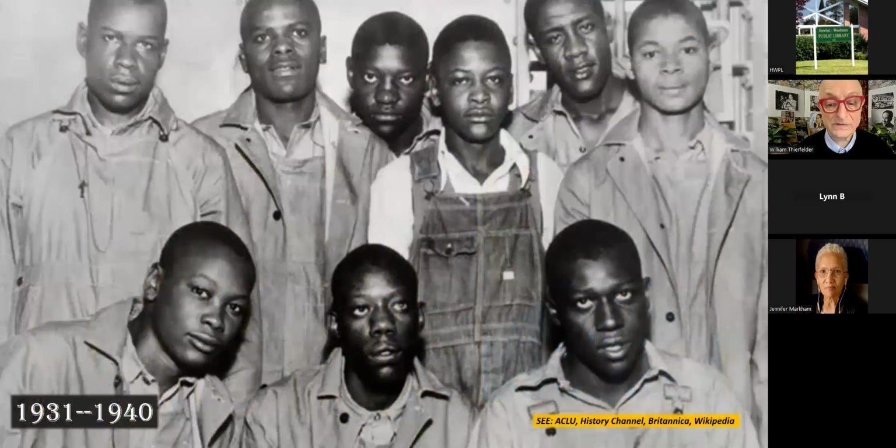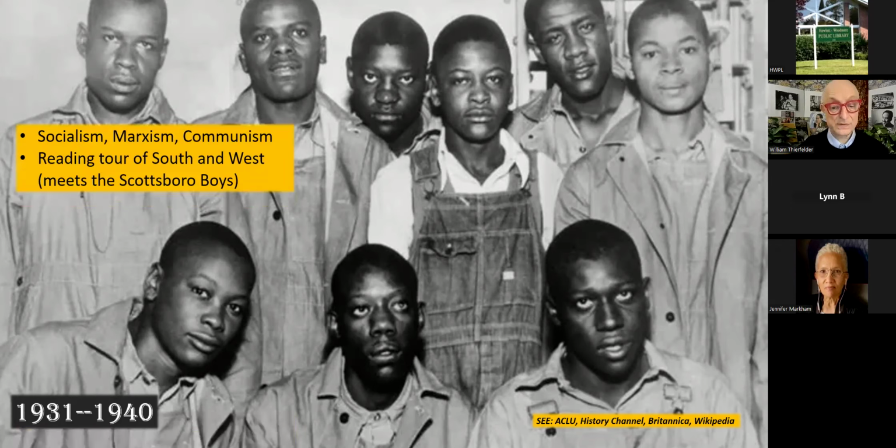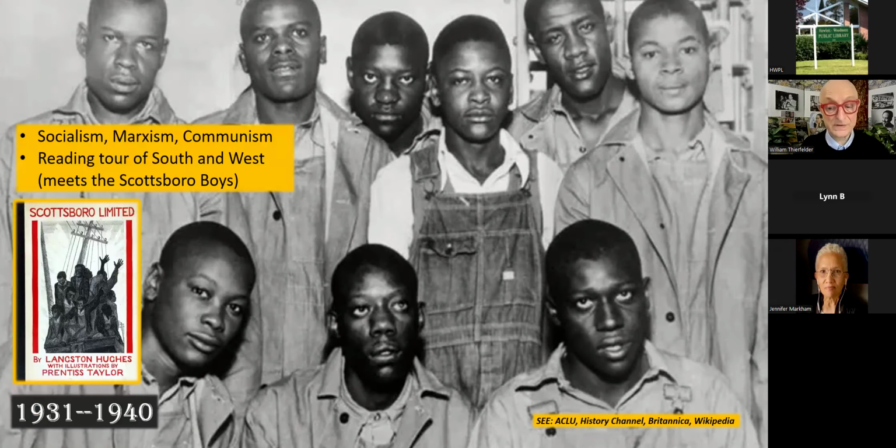Well, let's go back to the biographical overview. By the 1930s, Hughes was deeply intrigued by socialism, Marxism, and communism. But he also gave a reading tour of the South and the West where he met the Scottsboro Boys and became immediately taken up by their cause, which included writing about their case.